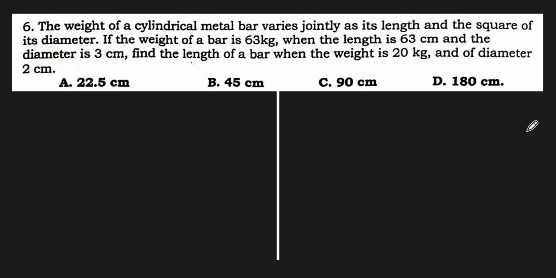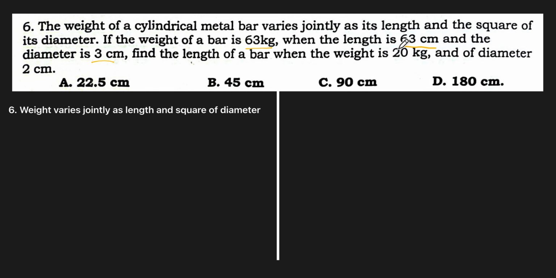Number 6, the weight of a cylindrical metal bar varies jointly as its length and the square of its diameter. If the weight of the bar is 63 kilograms when the length is 63 centimeters and the diameter is 3 centimeters, find the length of the bar when the weight is 20 kilograms and the diameter is 2 centimeters.